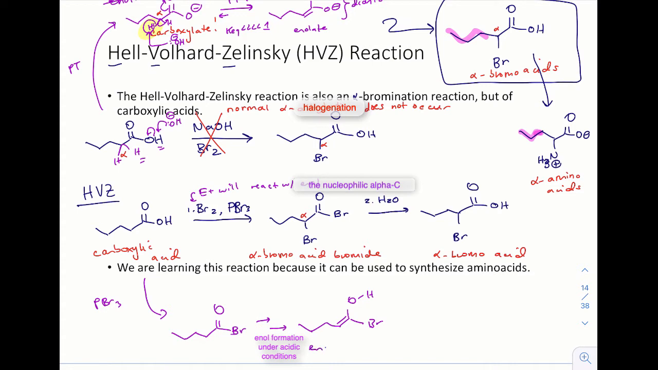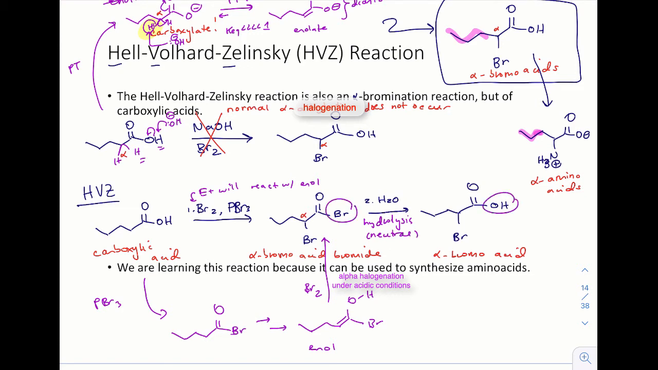And then this enol reacts with bromine to form the alpha bromo acid bromide, right? And we've seen how enols react with molecular bromine previously in this video. And then there's hydrolysis, as we said, of the acid bromide with water under neutral conditions, similar to what we've already discussed in previous videos for acid chlorides to acids. So now you know, this is how we make alpha bromo acids. And the reason we discuss this is because alpha bromo acids can be used to synthesize amino acids.